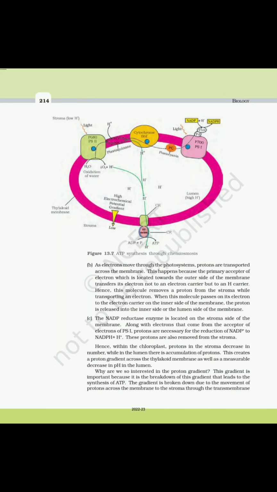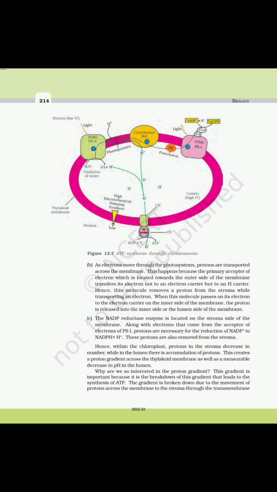As electrons move through the photosystems, protons are transported across the membrane. This happens because the primary acceptor of electron, which is located towards the outer side of the membrane, transfers its electron not to an electron carrier but to an H carrier. Hence, this molecule removes a proton from the stroma while transporting an electron. When this molecule passes on its electron to the electron carrier on the inner side of the membrane, the proton is released into the inner side, at the lumen side of the membrane.